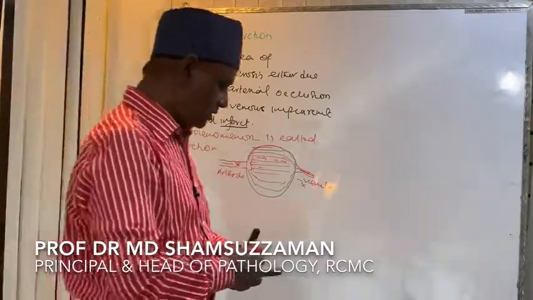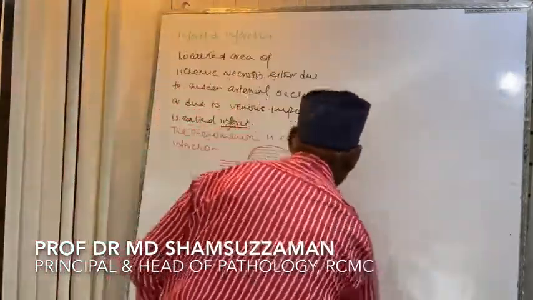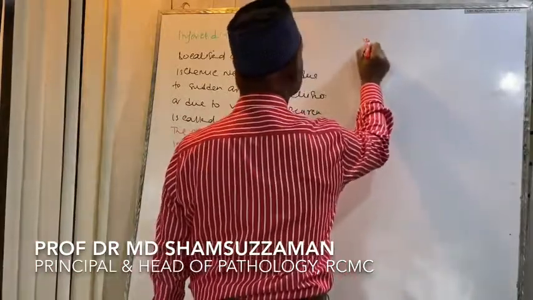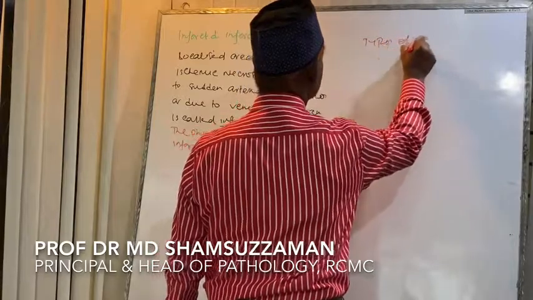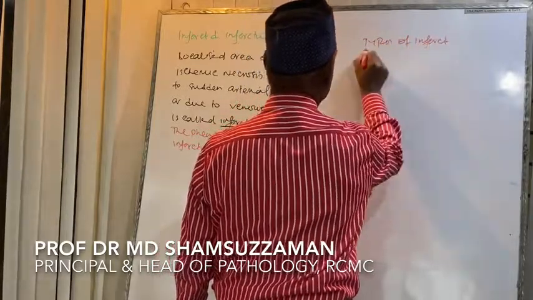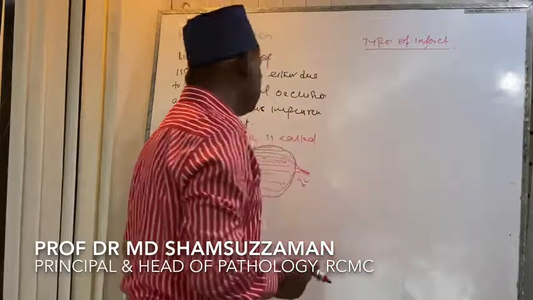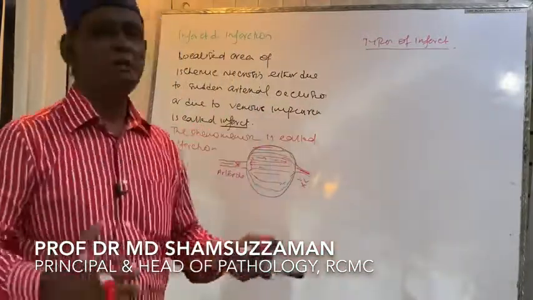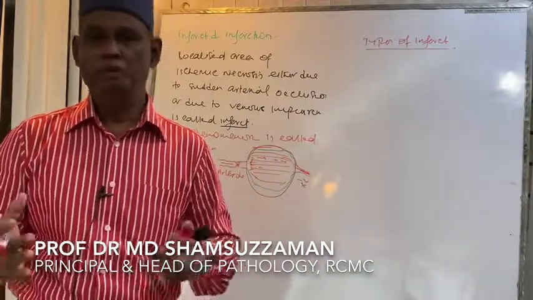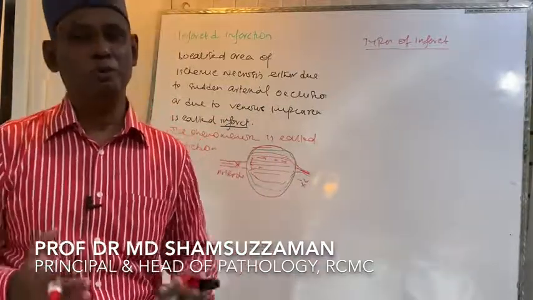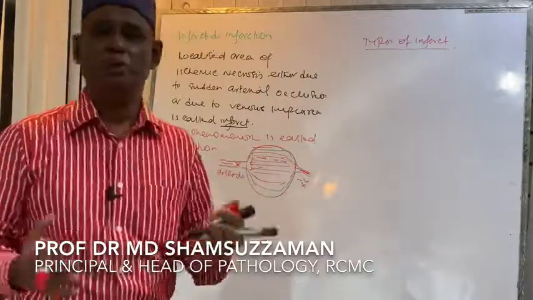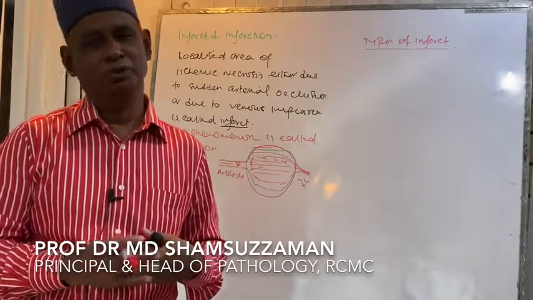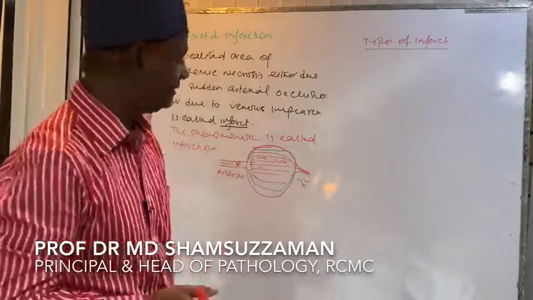Now, come to types of infarct. Dear audience, if you want to know whether arterial occlusion or impairment of venous return, among these two, which one is more common for infarction? Sudden arterial occlusion is more common than venous impairment.